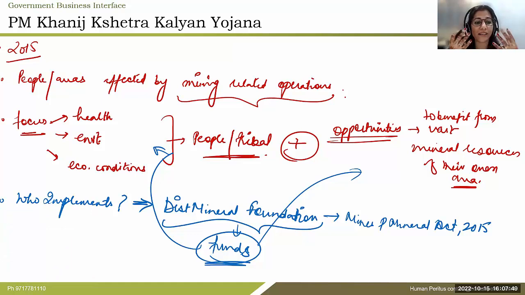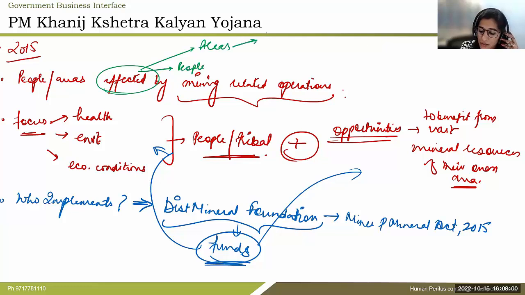Now we have to identify also the areas which are being affected by the mining related operations. So there are areas and there are people also. Areas can be affected directly and indirectly.